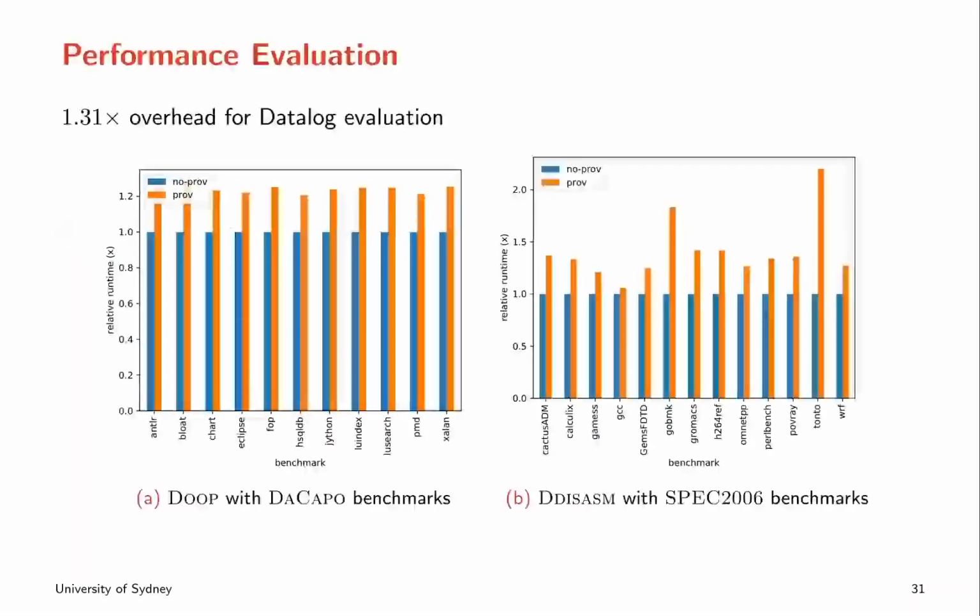Now we move on to the performance evaluation. So these are 2 industrial sized benchmarks. On the left here we have DOOP with the DaCapo benchmarks, and on the right we have the Datalog disassembler trying to disassemble binaries from the spec benchmarks. So we see that overall we have an overhead of about 1.3 times for the Datalog evaluation. So there are a couple of outliers here, and this is due to indexing issues in the Soufflé engine. But we observe that for the vast majority of benchmarks, the overhead is less than 2 times.